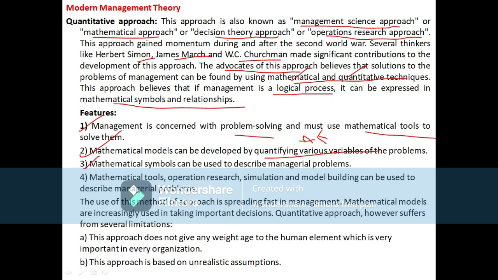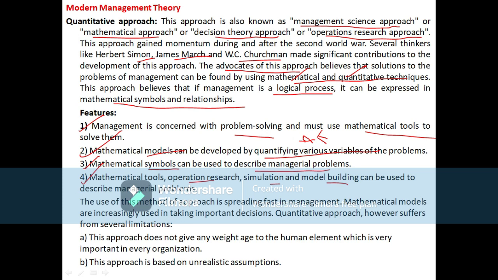Then mathematical symbols can be used to describe managerial problems. Not only models, here we are also using symbols. Symbols can be used to describe the managerial problems. Likewise, mathematical tools and models are used for measuring, and symbols are used for describing managerial problems. Likewise mathematical tools, operations research, simulation and model building can all be used to describe the managerial problems. So what are the problems and how can we resolve them?